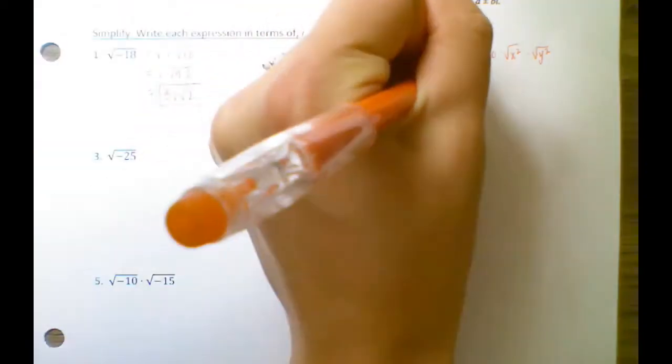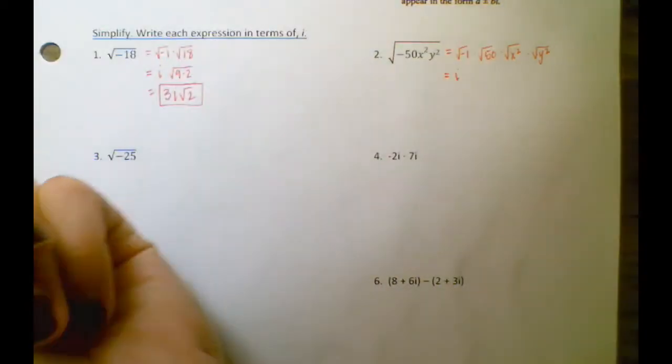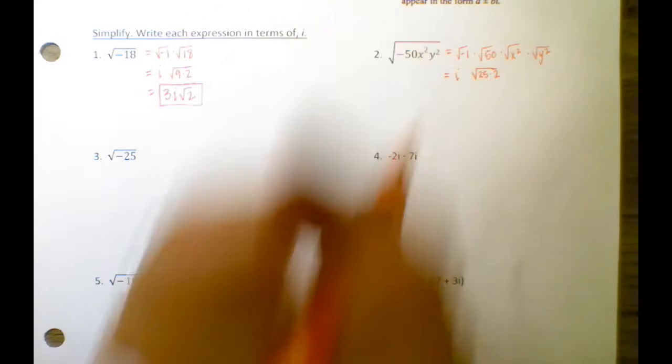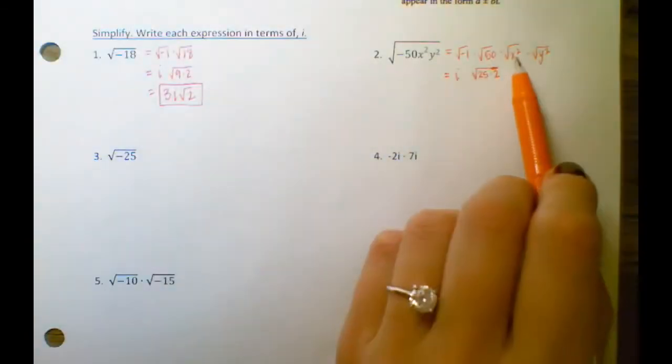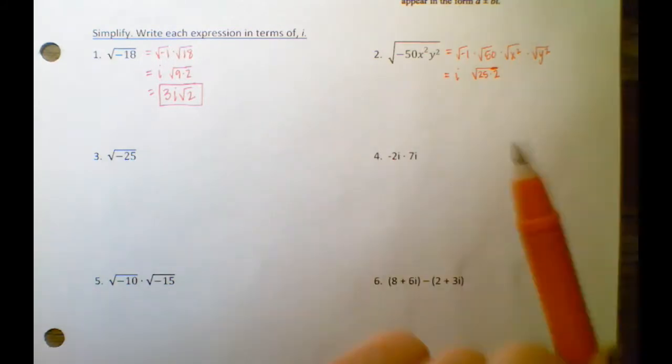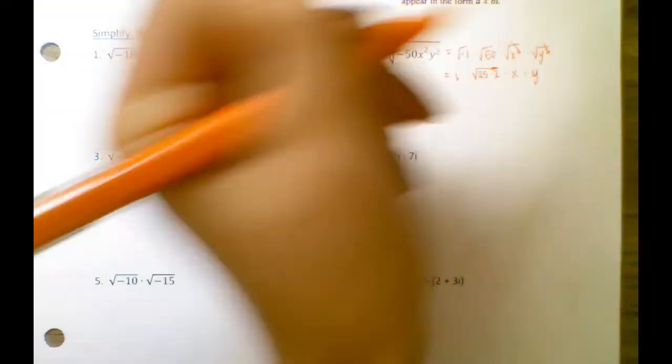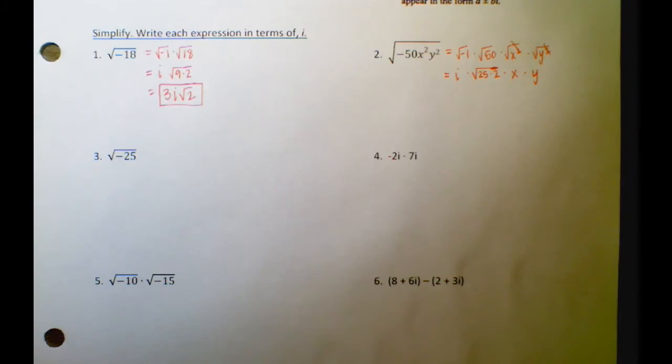So the square root of negative 1 is i, we know that. Square root of 50, I'm going to break that down as 25 times 2, right? 25 times 2 gives you 50. Whenever I have something squared and the square root is being taken of it, that goes away. So this just becomes x. Same thing with this y squared. The square root of y squared is just y.